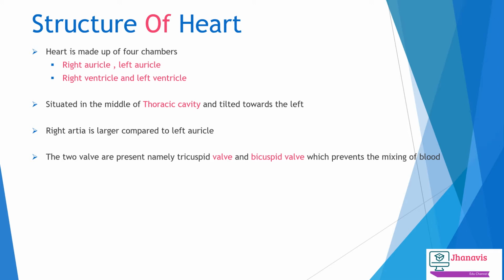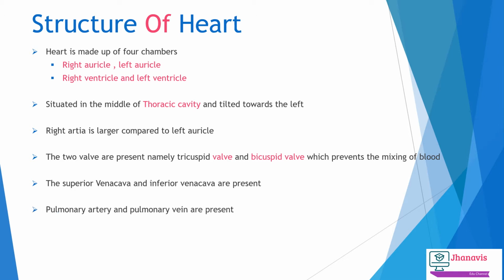The next thing you have to understand in the structure of the heart is that there are mainly the pulmonary artery and the pulmonary vein. Always remember that arteries are the ones which carry the oxygenated blood, but only the pulmonary artery will carry the deoxygenated blood, which is very, very important, and a question may arise on this. And veins always carry the deoxygenated blood except the pulmonary vein which carries the oxygenated blood. So these two are very, very important.